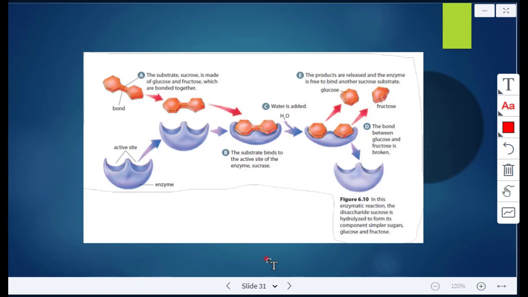This is just another diagram showing that we have a substrate, sucrose, which is made up of glucose and fructose bonded together. Here's the enzyme. Here is its active site. They will bind together. The substrate binds to the active site of the enzyme, sucrase. Water is added. It's a hydrolysis reaction. The bond between glucose and fructose gets broken, and we have our products released. Glucose and fructose get released, and the enzyme is then free to go bind to another sucrose substrate.